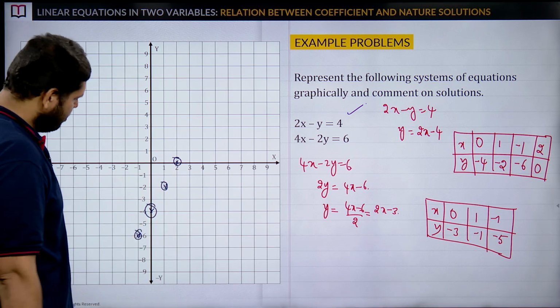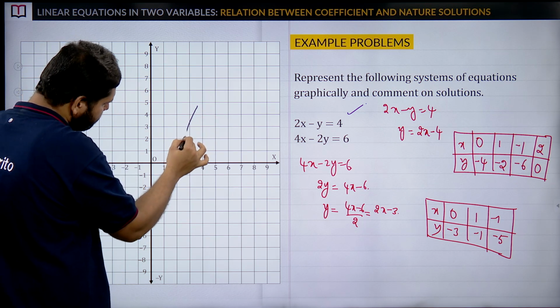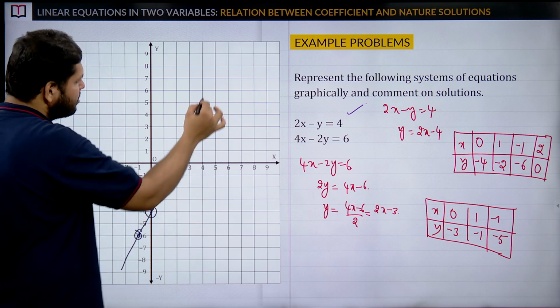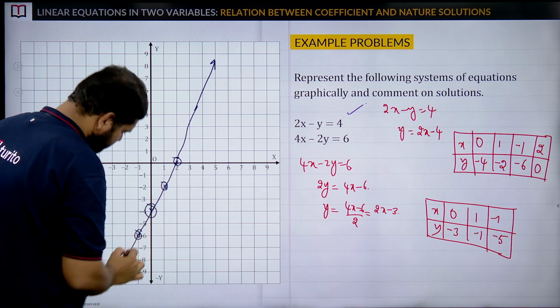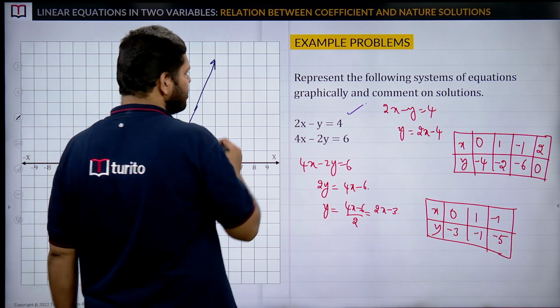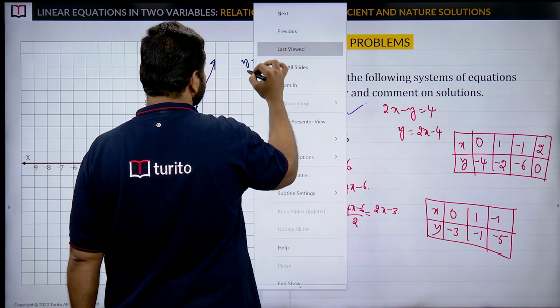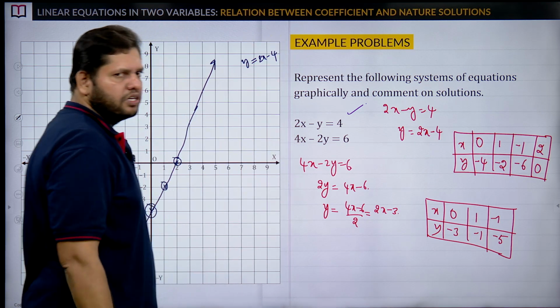Okay, children, now join all the points again in the same manner with the help of the scale. See, you will get a line like this. So this is a line. Okay, children, what is the equation of this line? We can say y is equal to 2x minus 4. So that is the first equation.